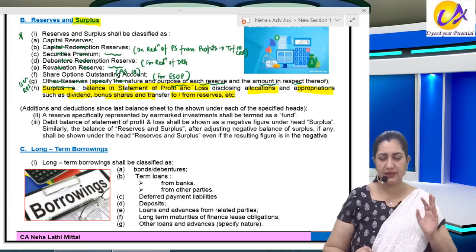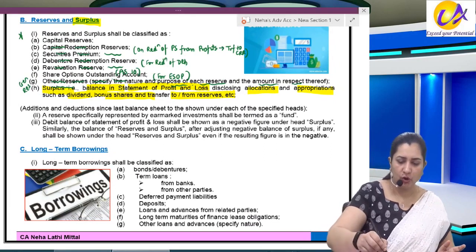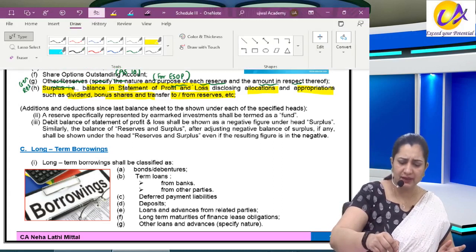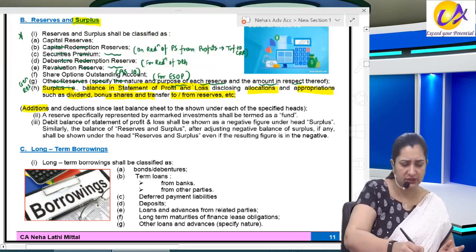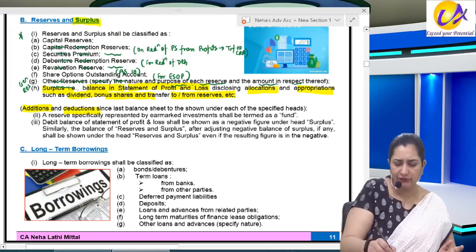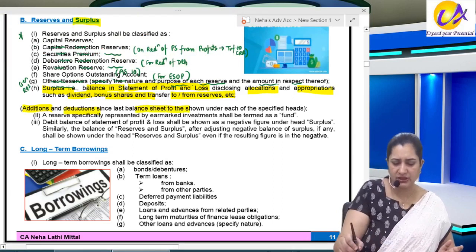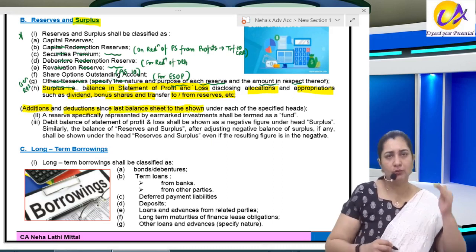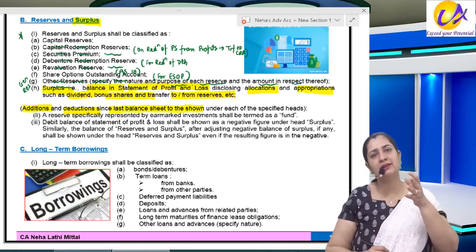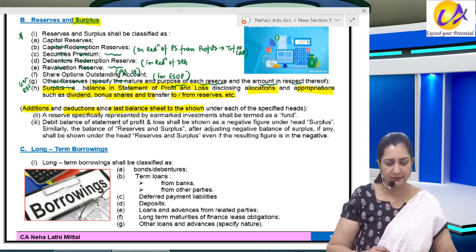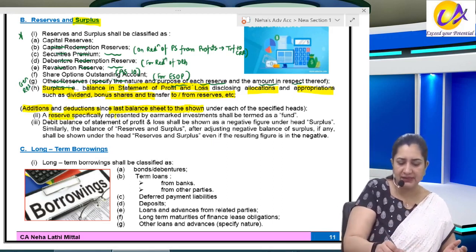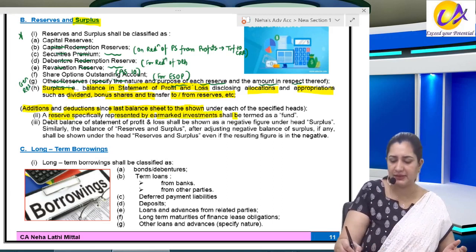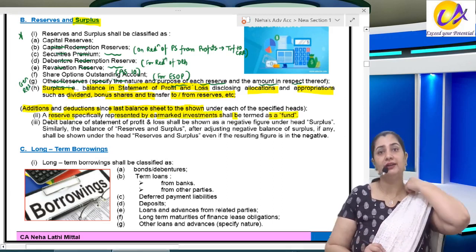So as we said, surplus will be shown. All additions, deletions, whatever plus minus has happened in the reserves, you will be showing that also. Any additions, deductions from the opening balance sheet date: opening balance plus additions minus whatever deductions, you will show it. If you have a reserve which is represented by earmarked investments, it is called a fund.